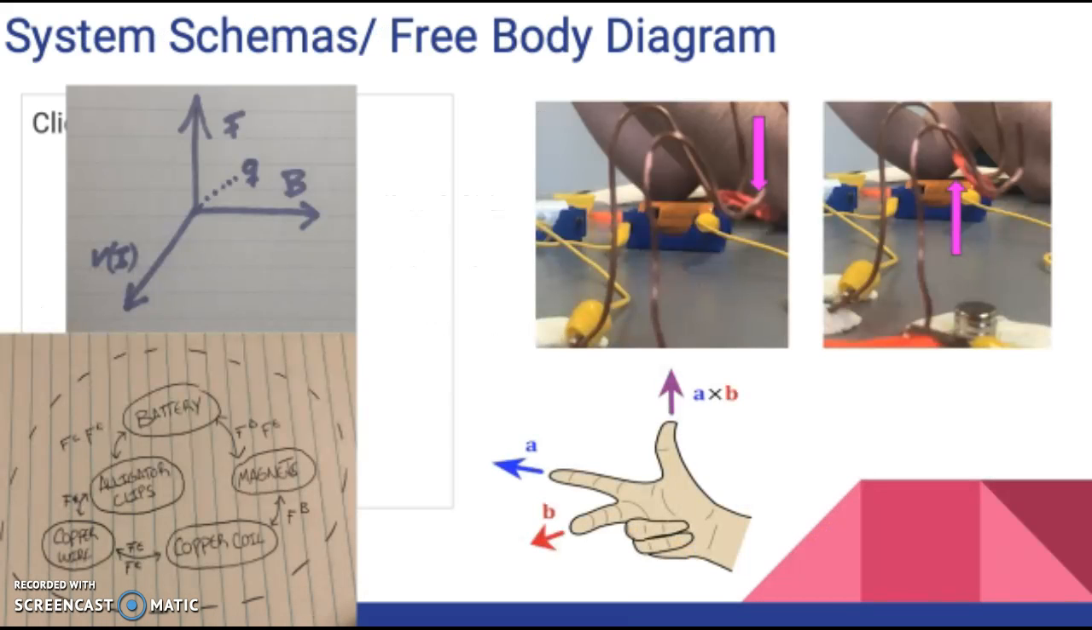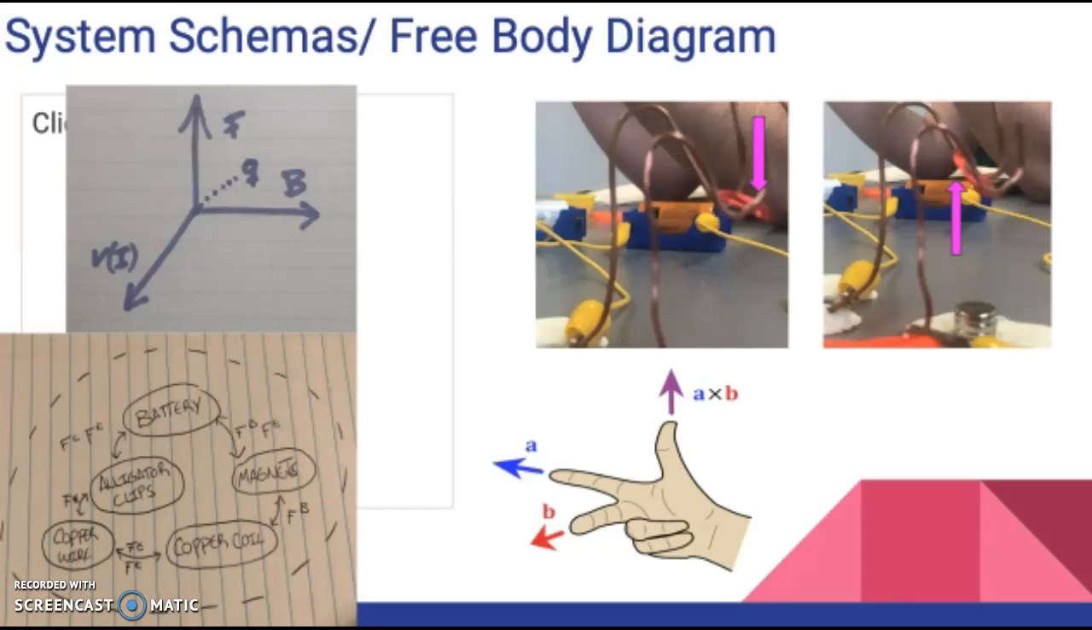Representations of our system are done by system schemas and free body diagrams. We see here from doing the right-hand rule that we found that the current is perpendicular to the magnetic field. As indicated, we see that the thumb is the direction of the force, the pointer finger is the magnetic field, and the middle finger is the direction of the current. Therefore, there will be an upward force on one side and a downward force on the other as a result of our coil, which will start moving and start spinning in the clockwise direction.